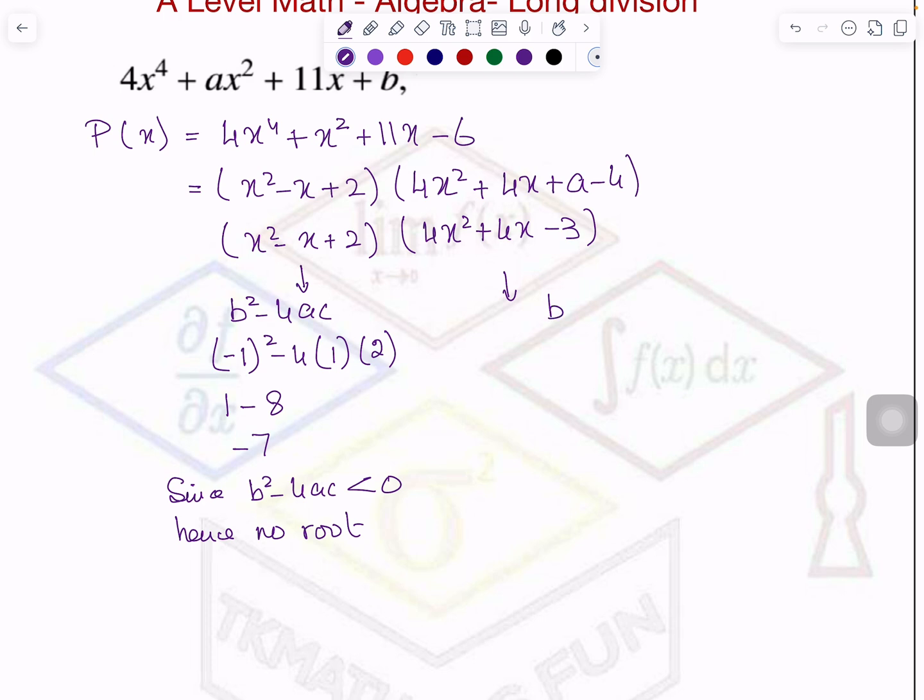Now let me check this one. b square minus 4ac. If I see 4 square minus 4 times 4 times minus 3, straight away it is a positive answer. 4 4s are 16, 16 3s are 48. Let me take out my calculator. I'm working like a small kid. Anyway, because it is greater than 0, positive, it means a root exists. So now you will find the root of this.